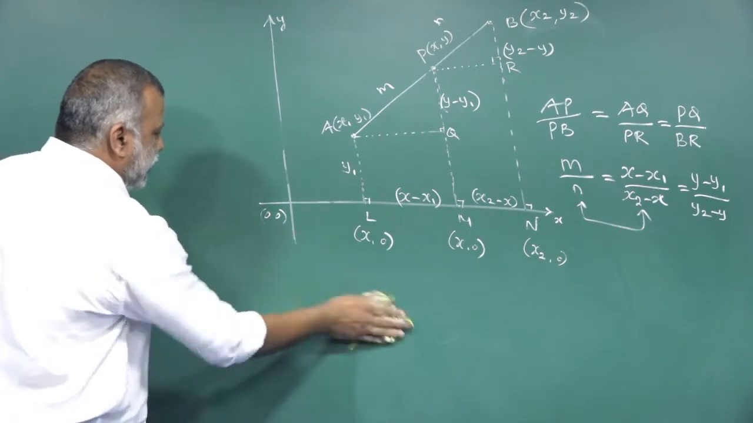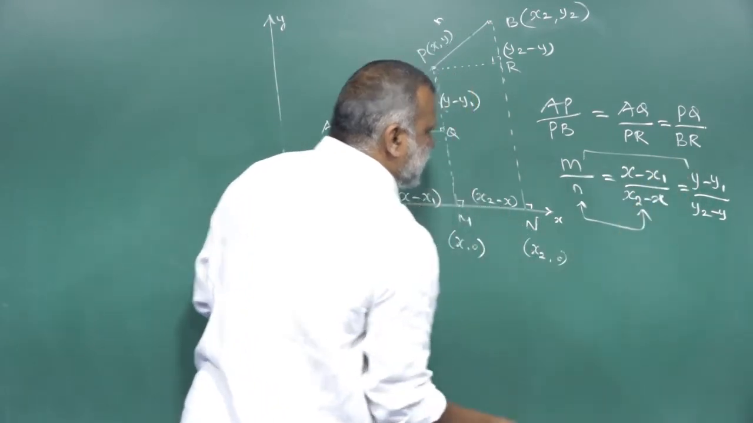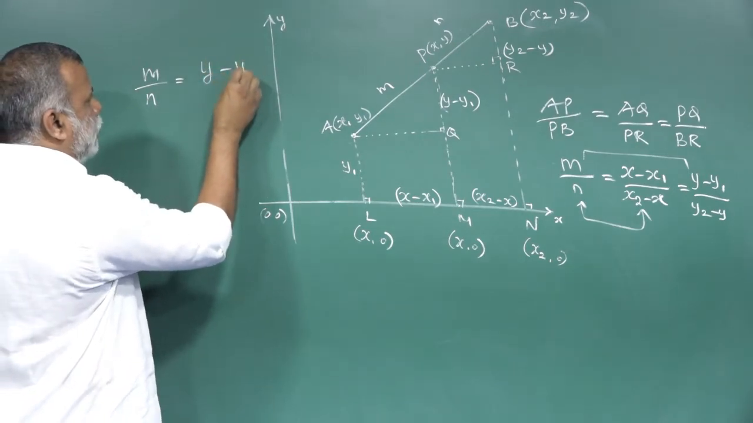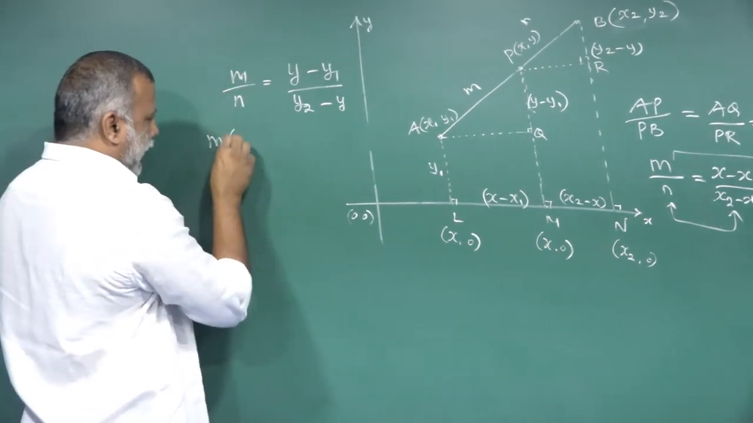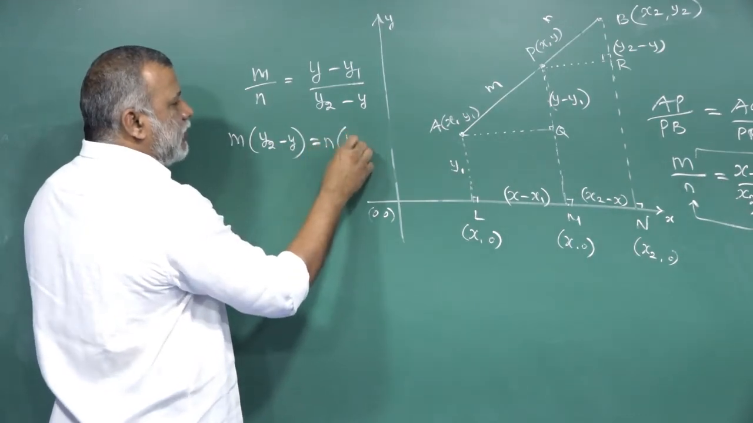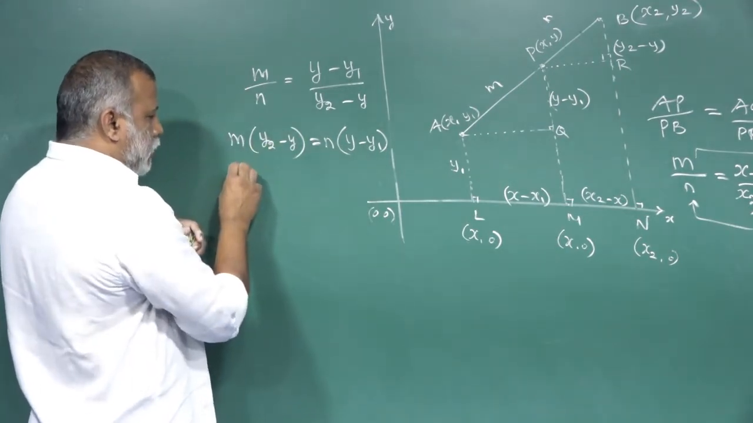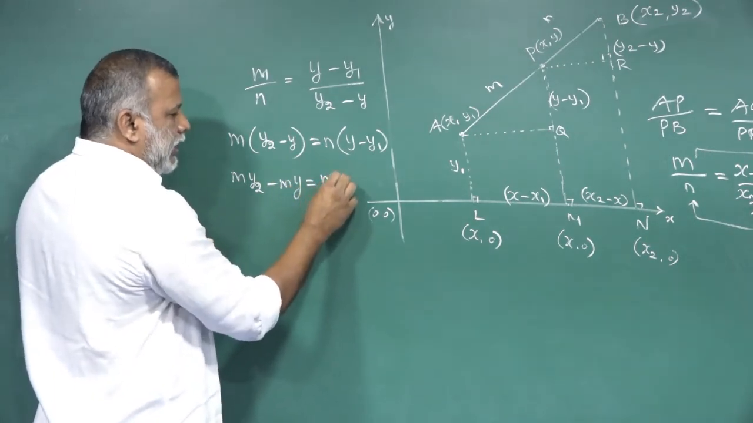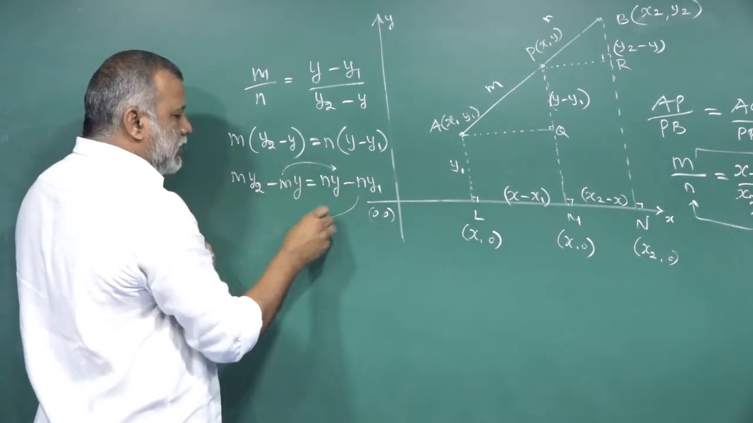See this one. First you worked out the x value. Now I am going to equate the first and last. See here, m by n is equal to y minus y1 divided by y2 minus y. Then cross multiplying, m of y2 minus y1 is equal to n of y minus y1. So just a comparison and then cross multiplication. Now open this bracket, we can get my2 minus my1 is equal to ny minus ny1. Once again, convert the y family to one side, the other to the other side.